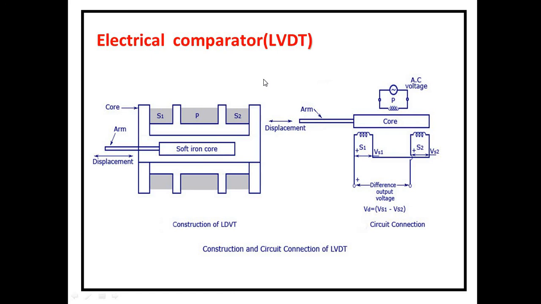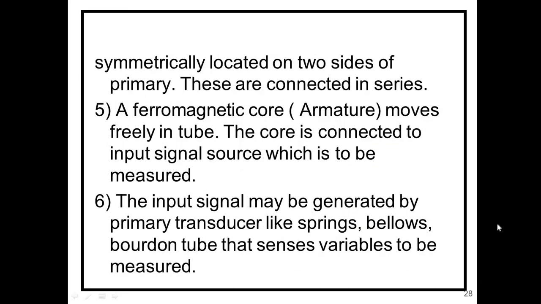Then limitations: relatively large displacements are required for appreciable voltage output. So if you want an appreciable amount of voltage output, there should be a large displacement. They are sensitive to strong magnetic fields. However, shielding can be provided for this. So these are some of the disadvantages of the LVDT, the linear variable differential transformer.